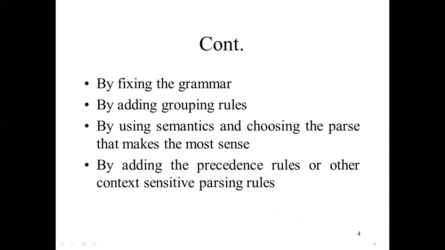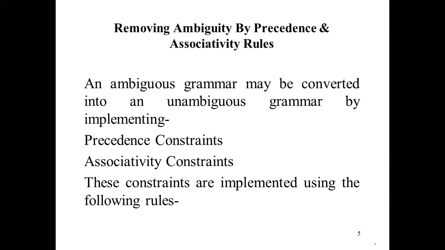So first, by fixing the grammar, by adding grouping rules, by using semantics and choosing the parts that make the most sense, by adding the precedence rules or other context sensitive parsing rules. So there are a few things by which we can get the unambiguous grammar. We can remove the ambiguity. So we are considering the first one, precedence and the associativity rules.